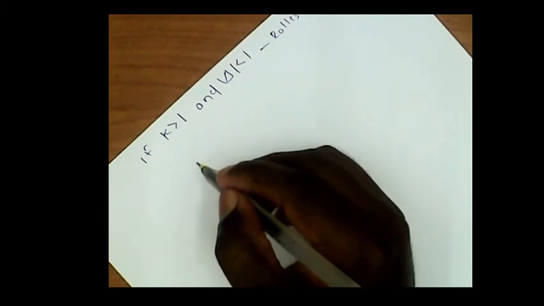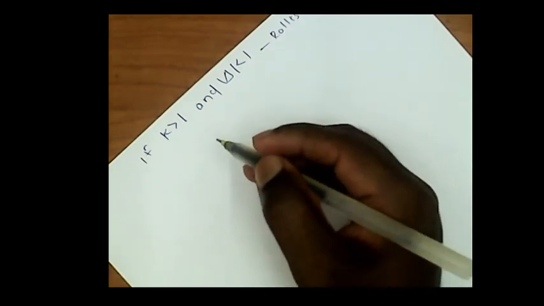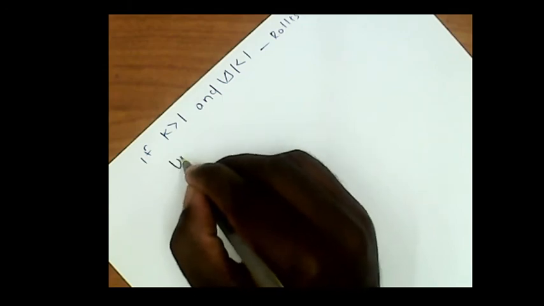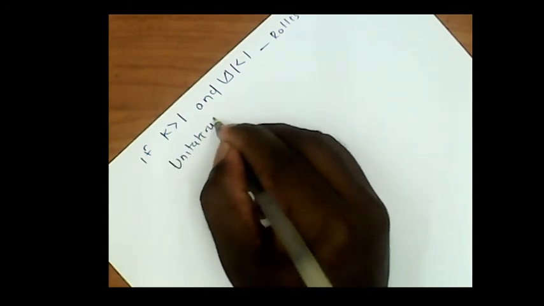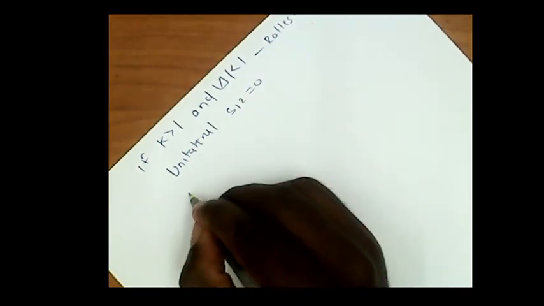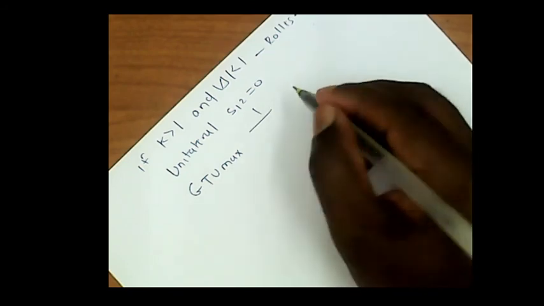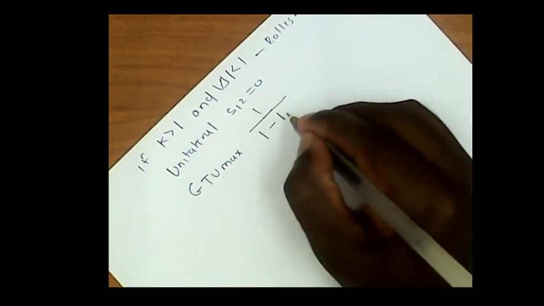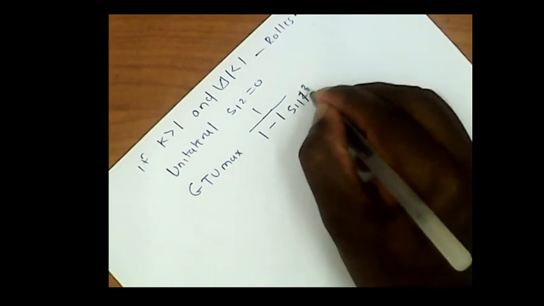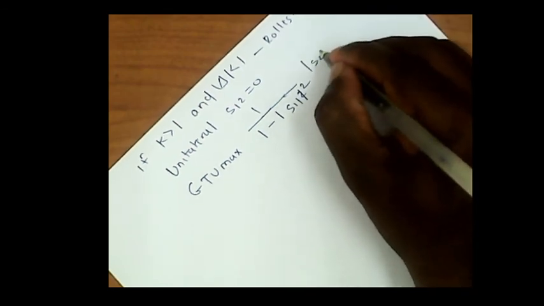In the unilateral case, when the transistor is unilateral, meaning S12 is equal to 0, the maximum transducer gain is given by 1 divided by 1 minus the magnitude of S11 squared, times the magnitude of S21 squared, times 1 divided by 1 minus the magnitude of S22 squared. So this is equation number 13.